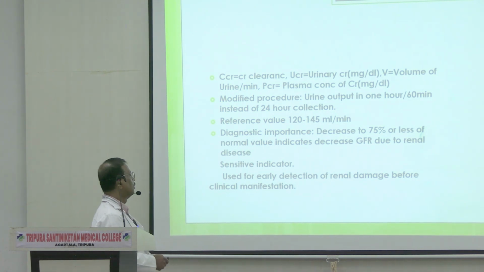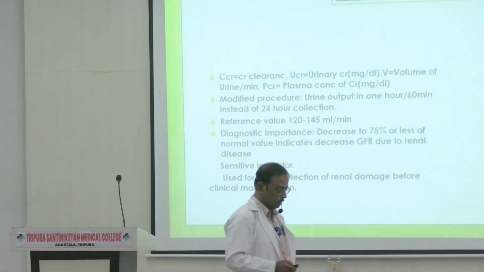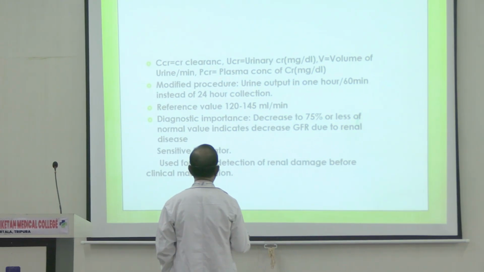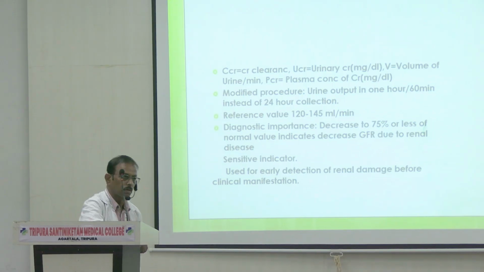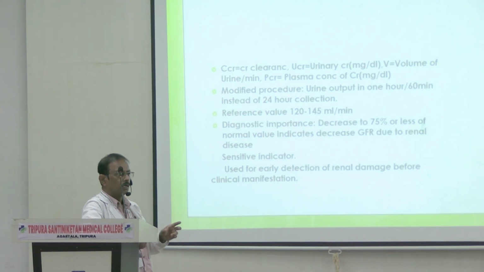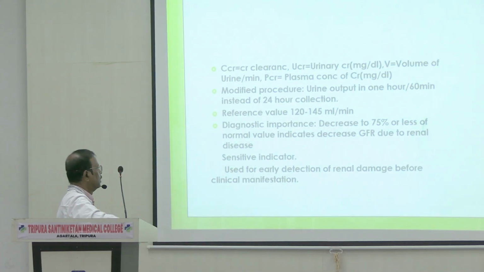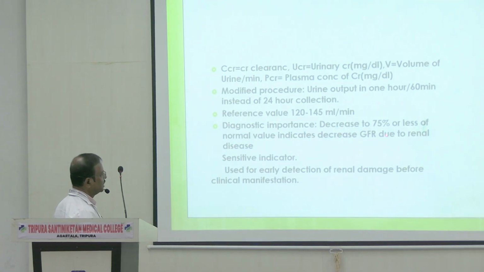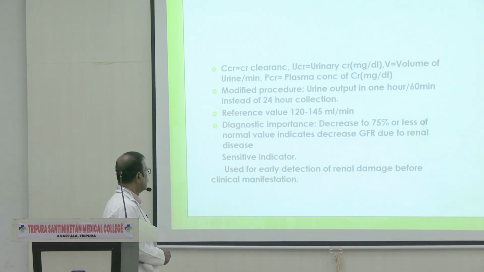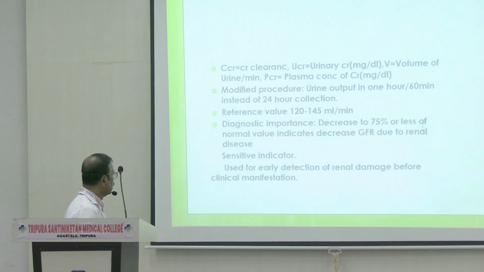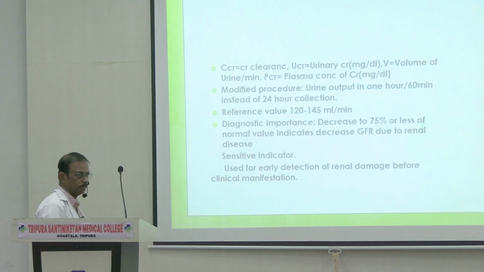Diagnostic importance is reduction of 70% or less of the normal value. That means if, say for example, normal value is 100, it should be reduced to 75 ml to indicate decrease in GFR due to renal disease. This is a sensitive indicator used for early detection of renal damage before clinical manifestation.